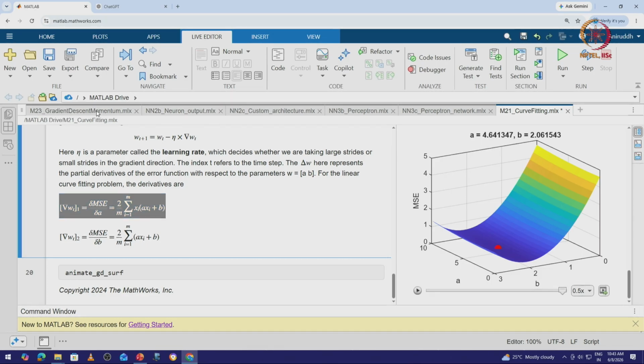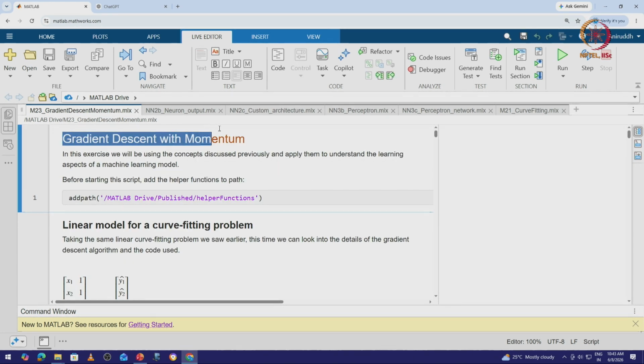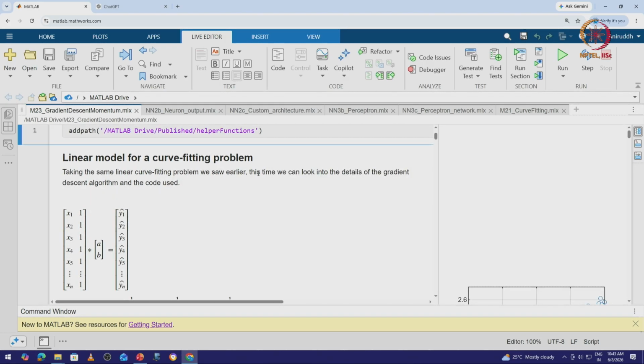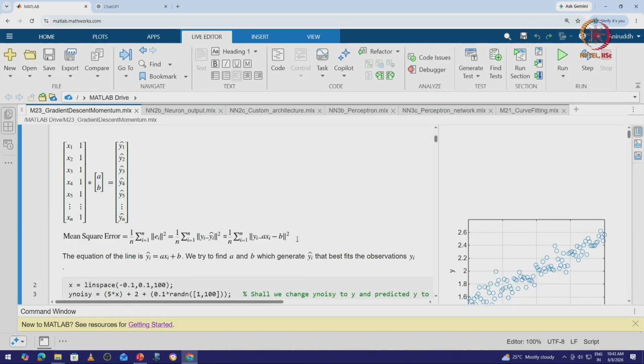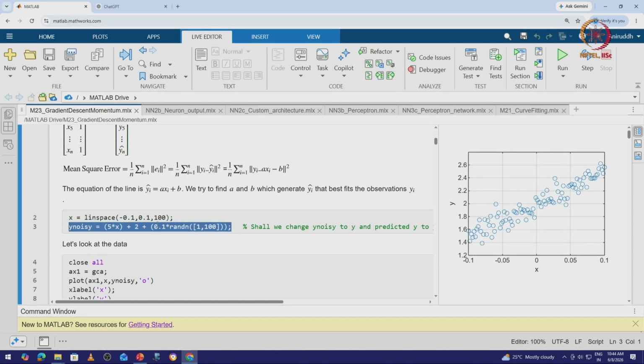Now let us take a similar example, but just try to see its influence. So this is the gradient descent with momentum. Now essentially the goal is to focus more on this linear model for curve fitting as we saw earlier, and try to use a momentum and see its influence. So this is the same equation that we saw earlier, right? And these are essentially the same operations also. So we take x and we try to plot the value of y noisy using an approximated line and then adding some noise, right?